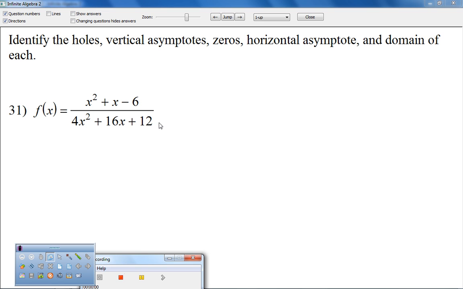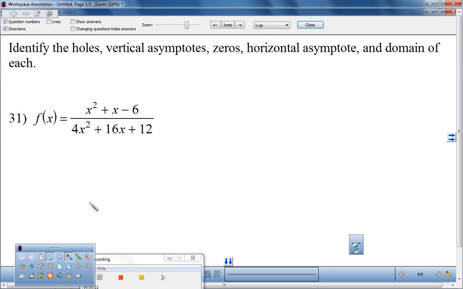Here we're asked to find the holes, the vertical asymptotes, the zeros, the horizontal asymptotes, and the domain of this rational function. Alright, let's start out by looking at the horizontal asymptote.